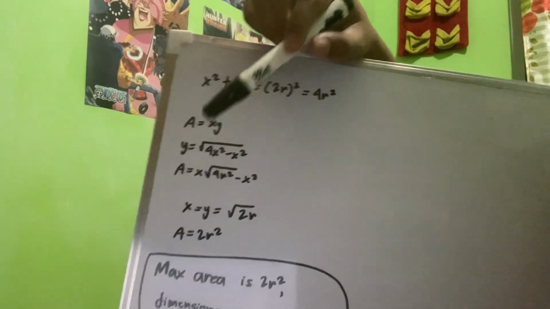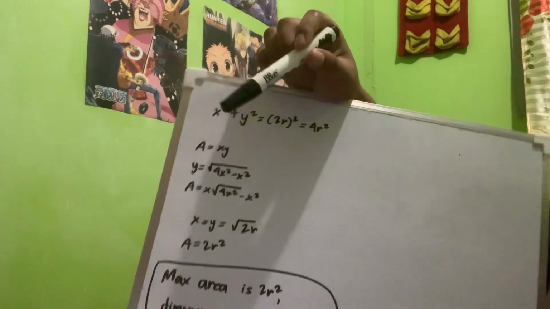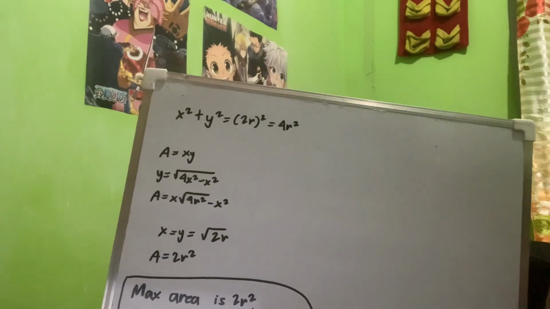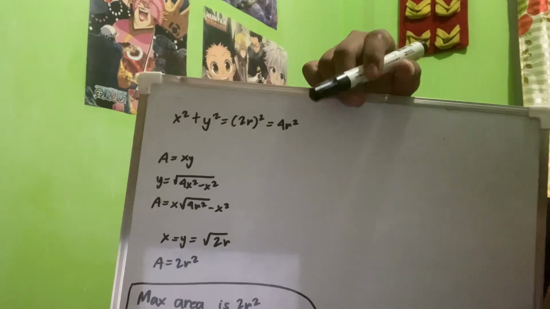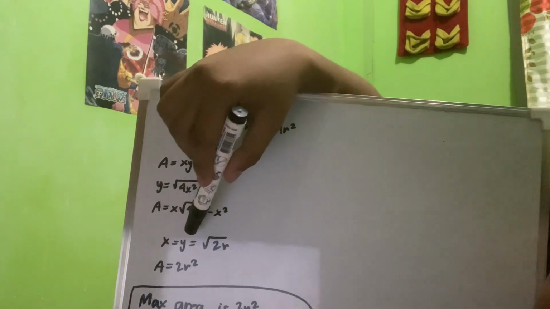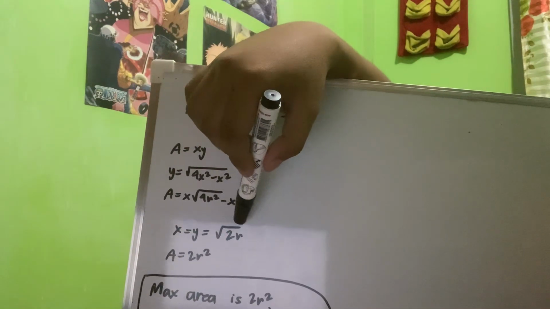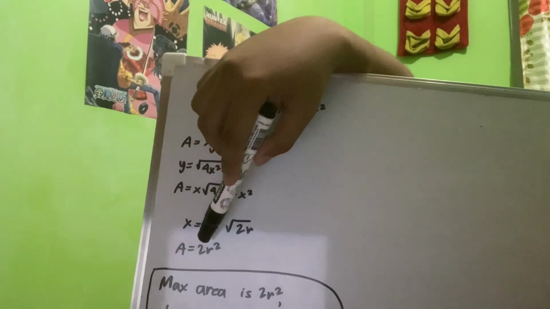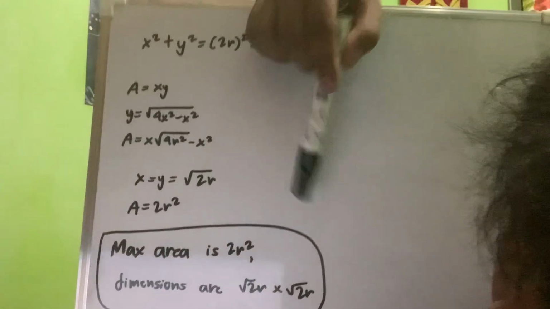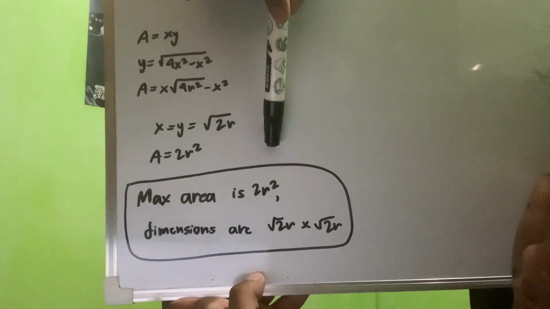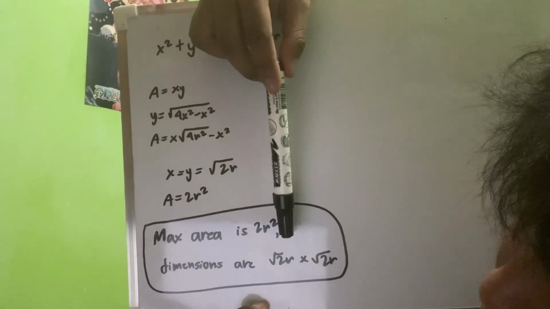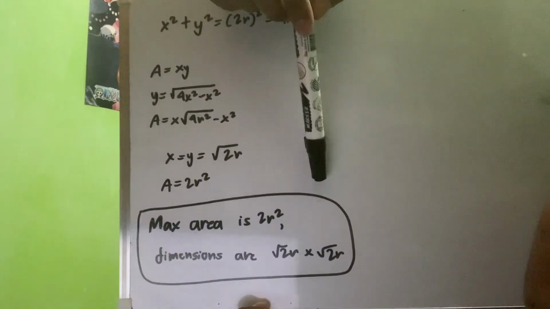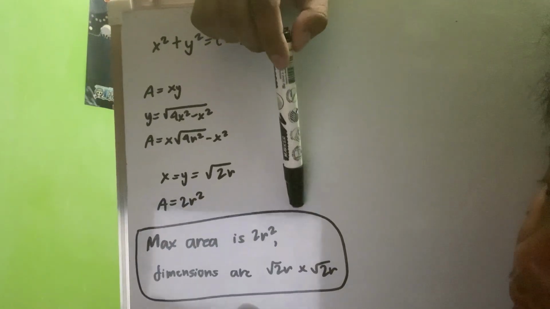So we're going to get max area when the rectangle is a square. So x equals y, then y equals square root of 2r. So A equals 2r squared. So the answer is max area is 2r squared, and the dimensions are square root of 2r times square root of 2r. So this is the final answer of problem number 18.